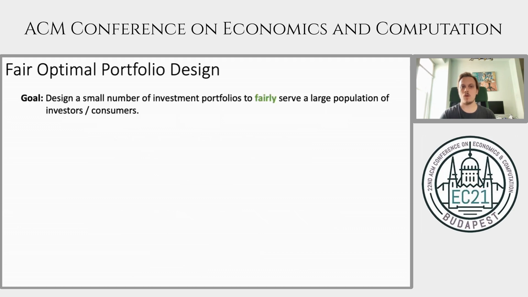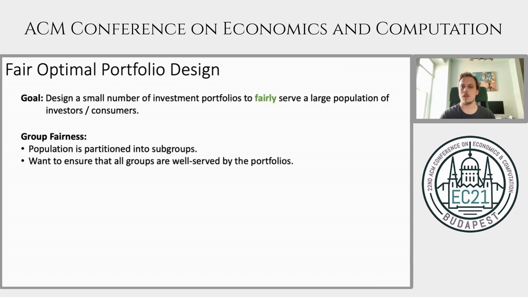The high-level goal for this project is to think about ways to design a small number of investment portfolios that will fairly serve a large population of investors or consumers. There's a lot to unpack there, but I want to start by being a bit more precise about what we mean by fairness in this setting. We suppose that the population is divided into subgroups, and at least at a very rough level, our goal is to ensure that all of these subgroups are happy with the portfolios that we've designed.